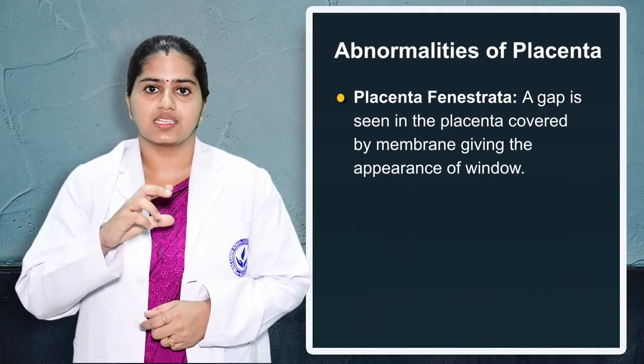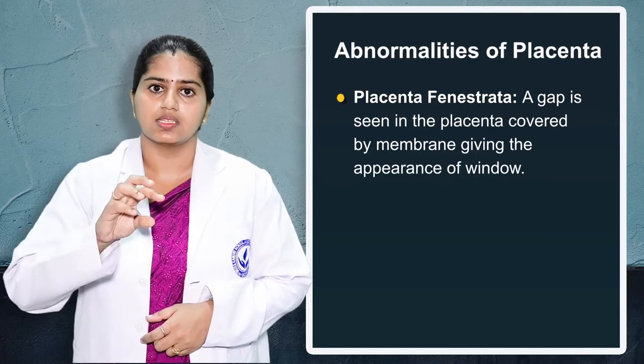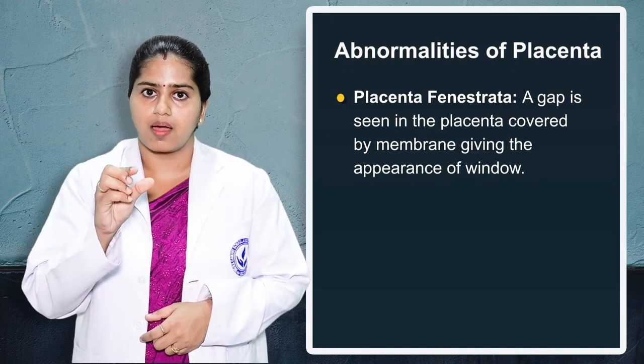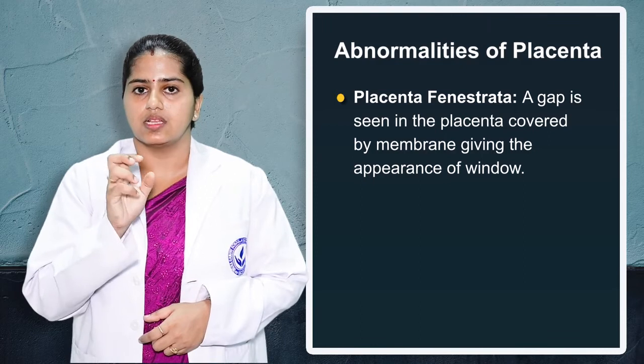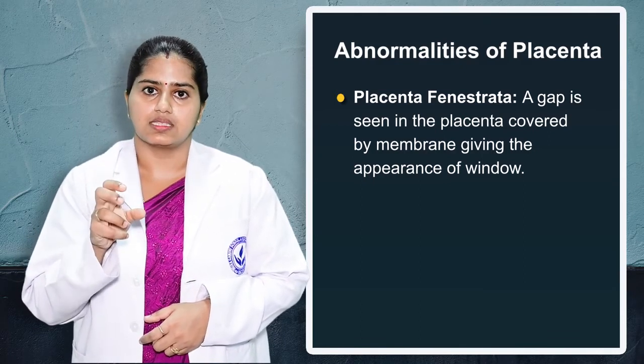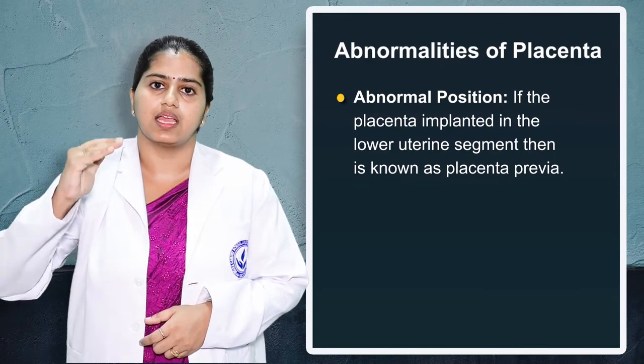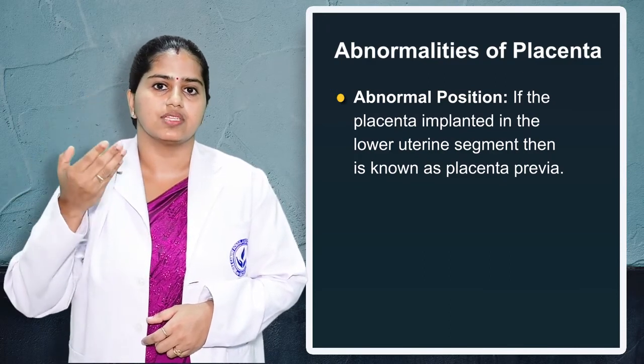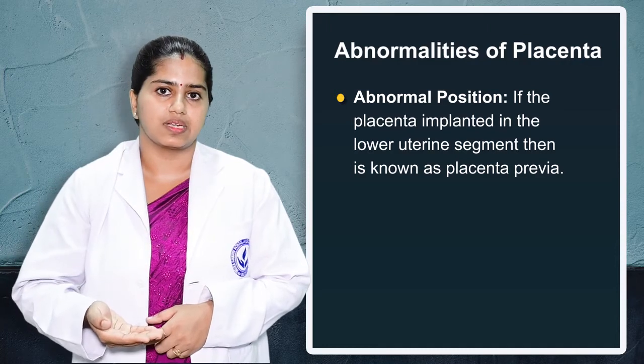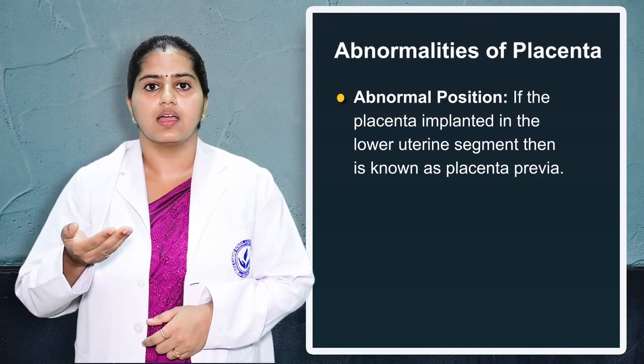Then next one is fenestrated placenta. Fenestrated placenta means in the middle of the placenta a small gap or hole or missing part will be there. So that is known as fenestrated placenta. Abnormal position of placenta: usually the placenta will be lying in the upper part of the uterine cavity. If the placenta is lying in the lower part of the uterine cavity, that is known as placenta previa.